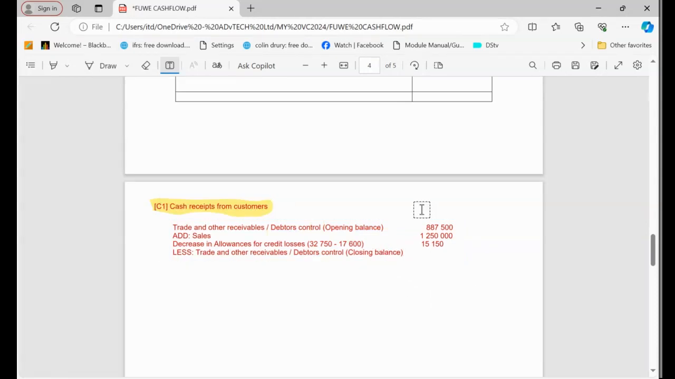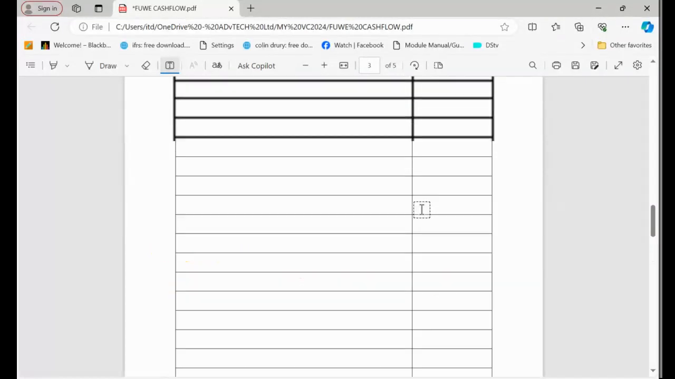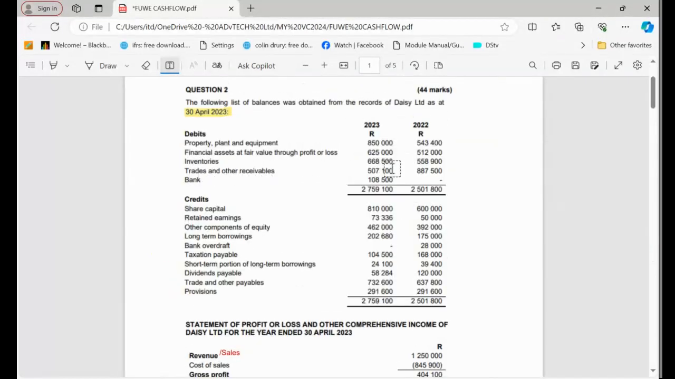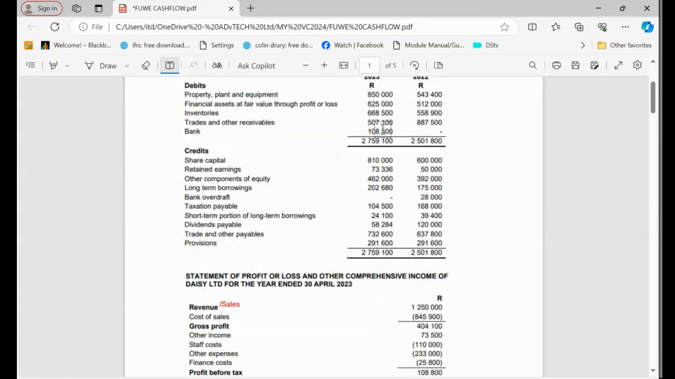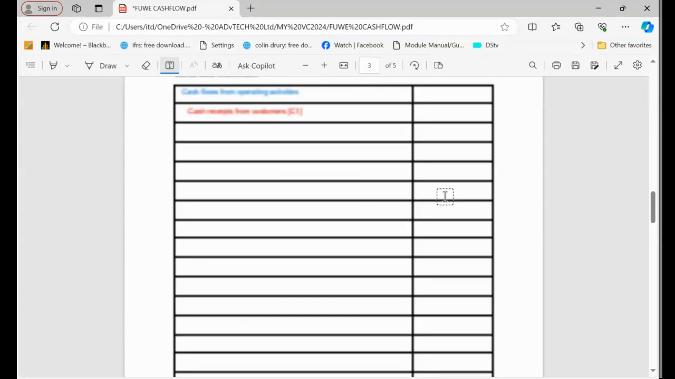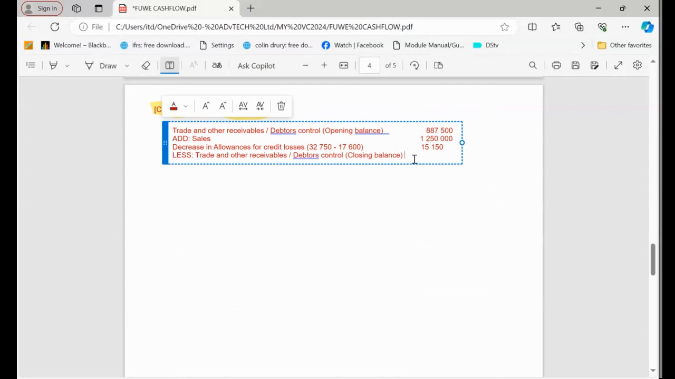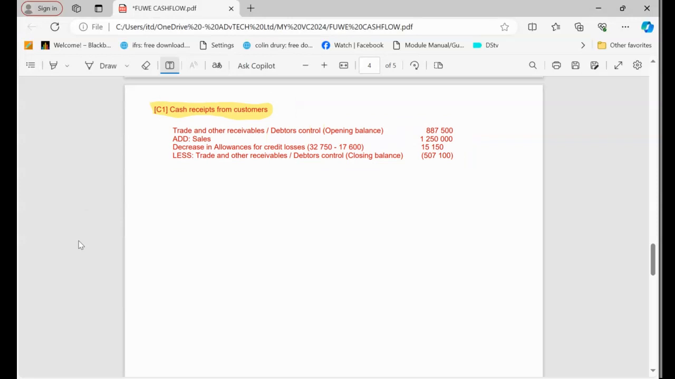Remember, up there, that's over 2023. So which one do you think is closing? 2023, yes. We put it in brackets. Can you see? Yes, I see.